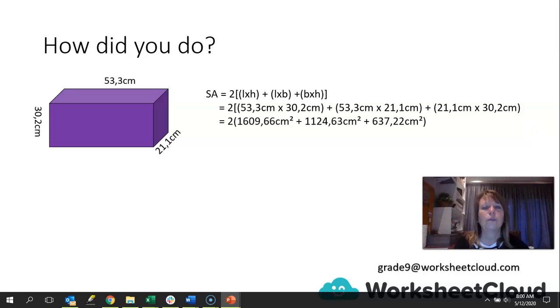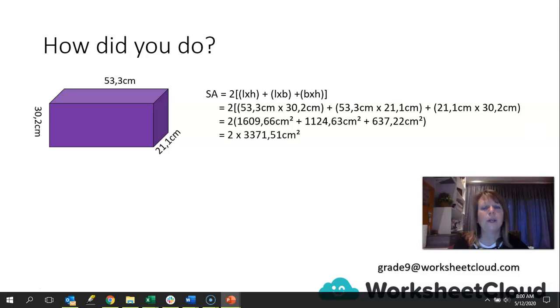Right, so 53,3 times 30,2 is going to give me 1,609,66, and that's centimeters squared. 53,3 times by 21,1 is 1,124,63 centimeters squared, and 21,1 times 30,2 would give me 637,22 centimeters squared.